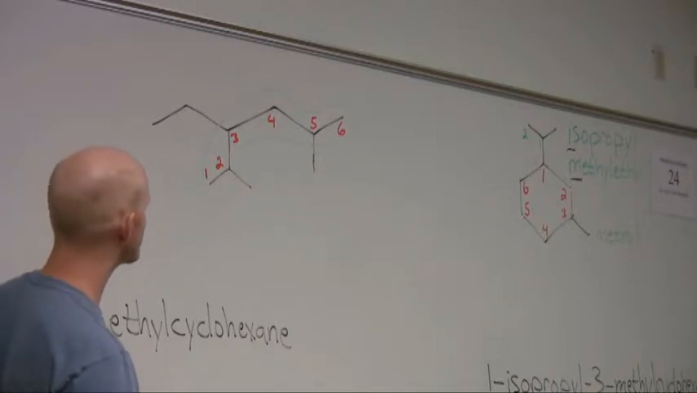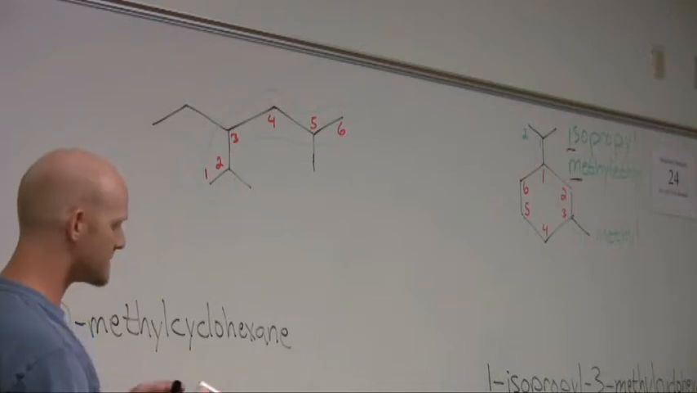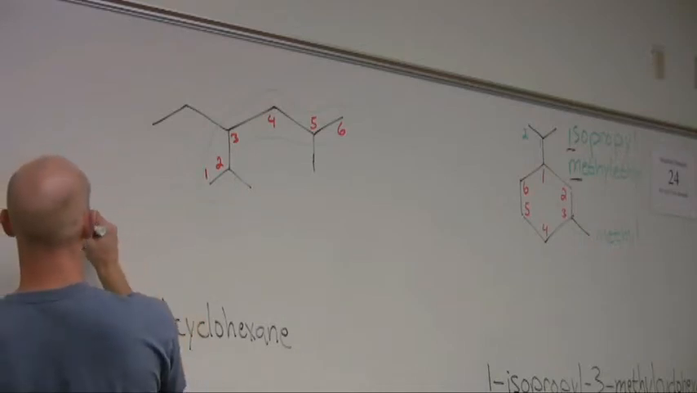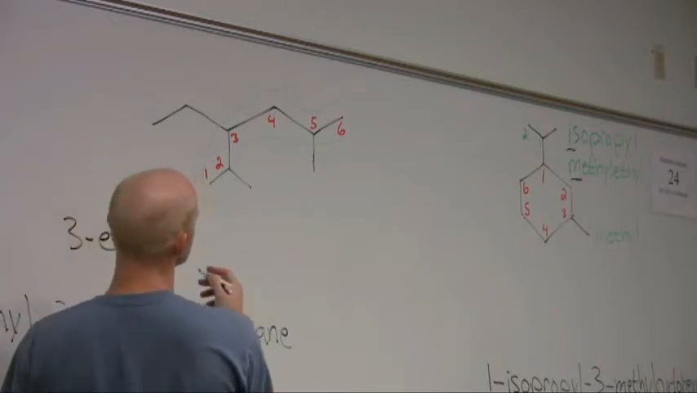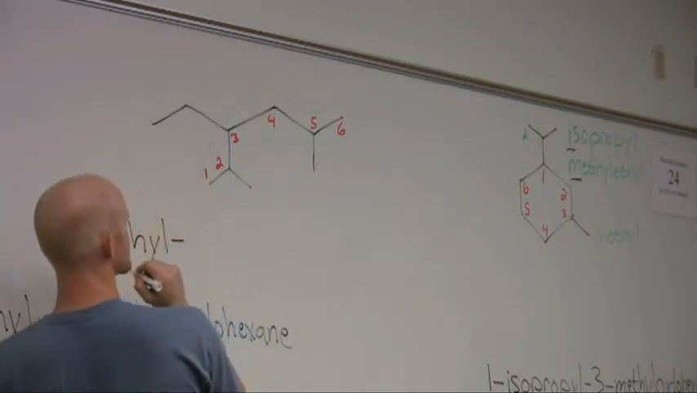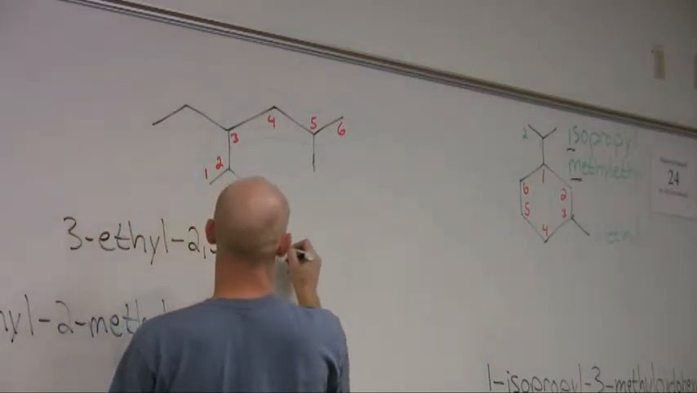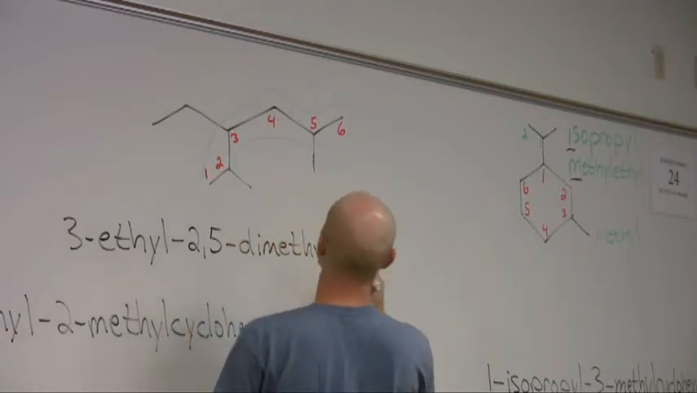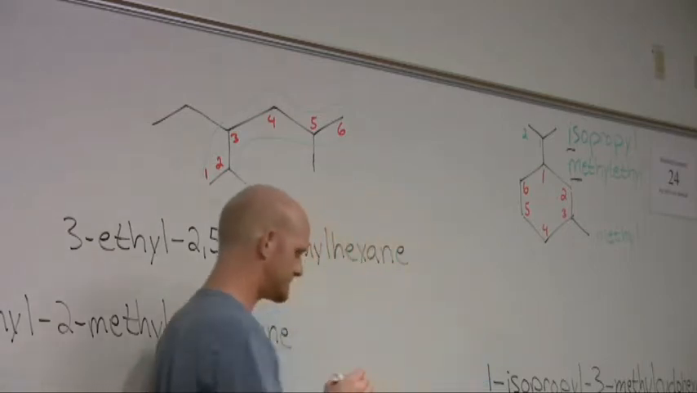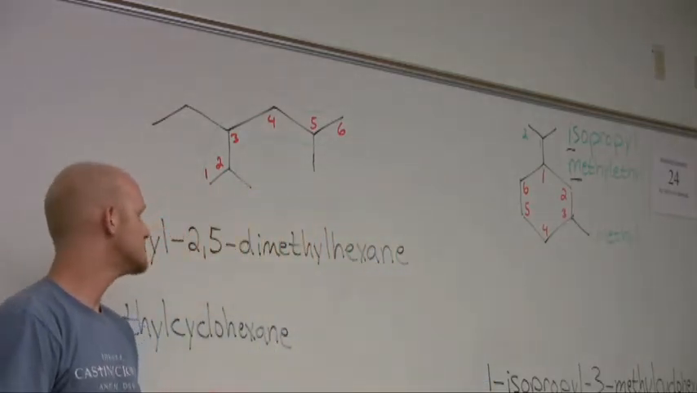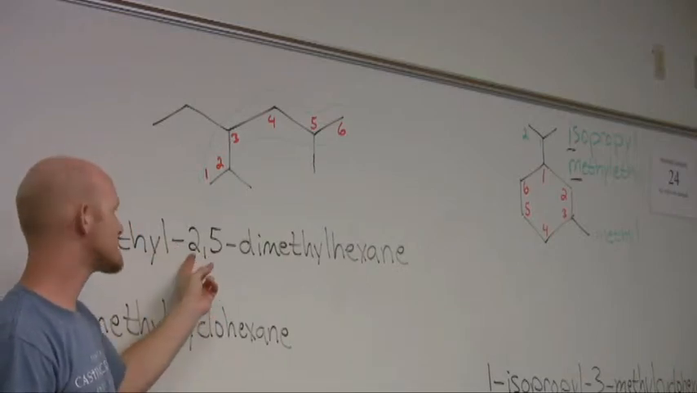All right, so we've got 3 different substituents. 2 of them are methyls, the other one's an ethyl. We'll name them in alphabetical order, so the ethyl comes first. So 3-ethyl. Somebody help me out, what's next? 2-dimethyl. Hexane. Cool, so whereas hyphens separate letters from numbers, numbers are separated by commas.